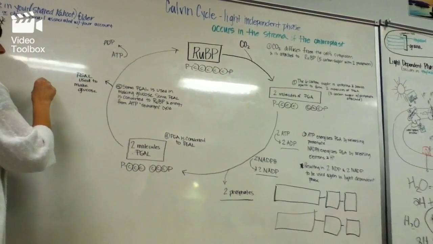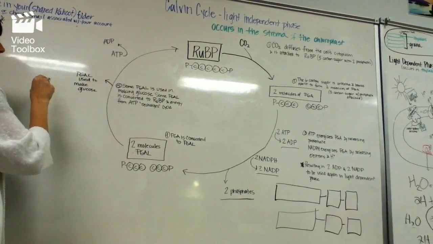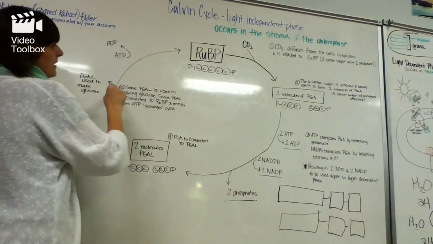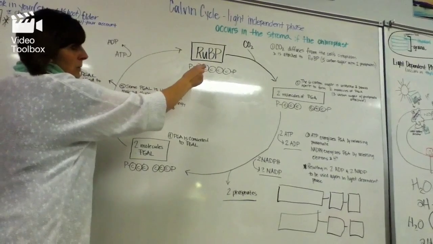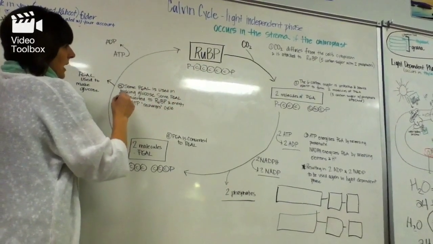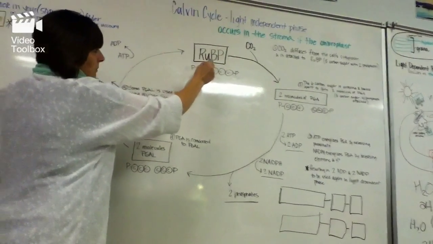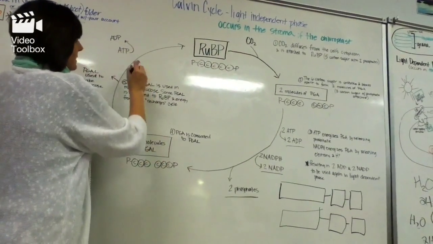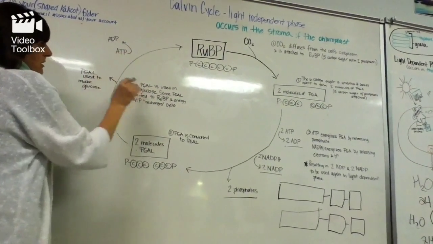PGAL is used to make glucose, some of it is, which is an end result of photosynthesis. But some of it is just changed back into RUBP. So some PGAL turns to RUBP to continue this cycle, and it does that by adding energy to PGAL.